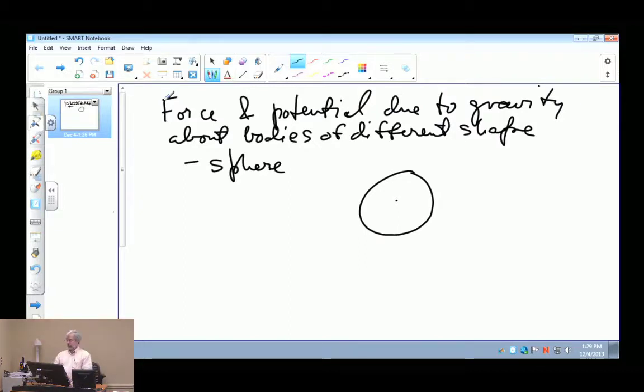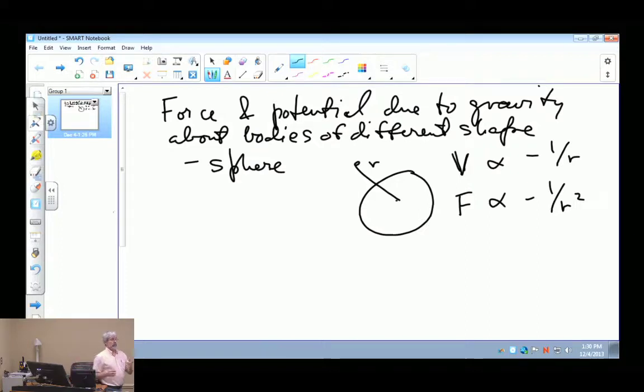Okay, so what is the potential as a function of distance from the center, and what is the force? How do these go in terms of the distance r from the center? The force goes like 1 over r squared, diminishing like 1 over r squared. And the potential goes like 1 over r, the potential goes inversely with the distance. And the relationship between the two? One is the negative derivative of the other. Right, the force is the negative derivative of the potential.